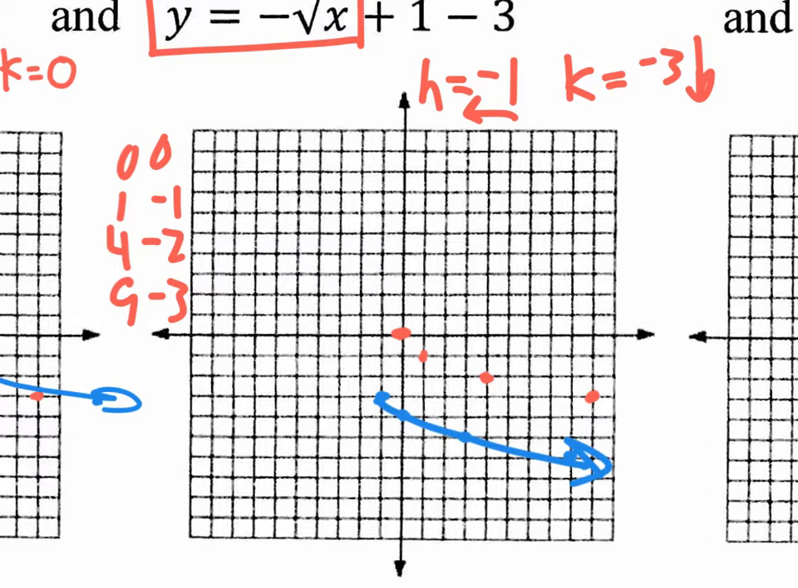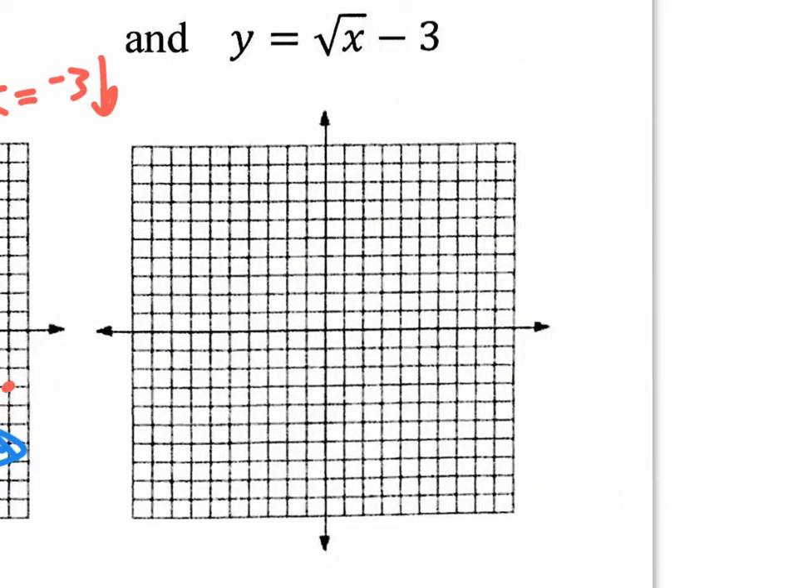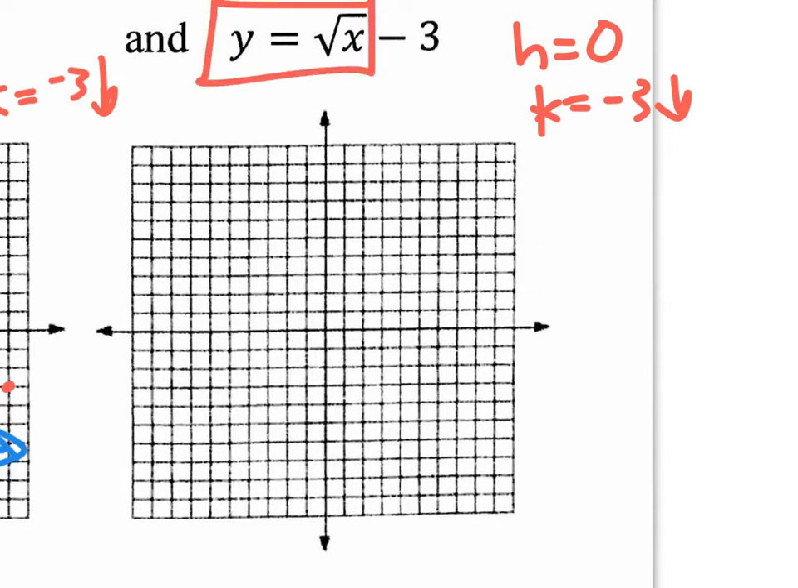Could we move on? Last one. What's our h value? K value? Negative 3. So we're going to be going down 3 units at the end of it all. And let's now ignore our h and k. So this is just the regular y equals square root of x, the easiest type of radical, the parent graph of all radicals.